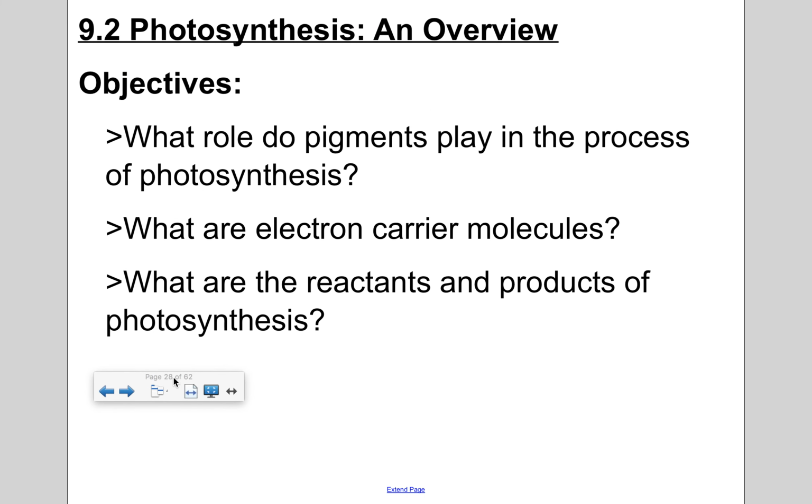So that was 9.2, an overview. What role do pigments play in the process of photosynthesis? Well, they absorb sunlight and transfer that energy to electrons. What is the electron carrier molecule? That would be NADP+, and it carries two electrons and a proton from the light-dependent reactions to the light-independent reactions. What are the reactants and products of photosynthesis? Well, plants take in water, CO2, sunlight. They meet up in the chloroplast, and they make sugar and oxygen gas.